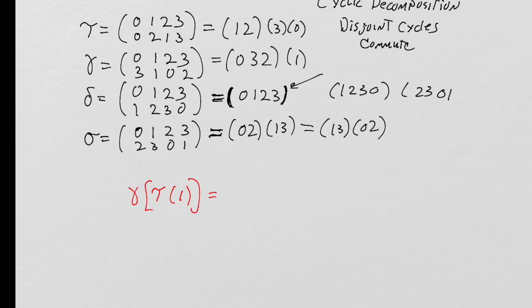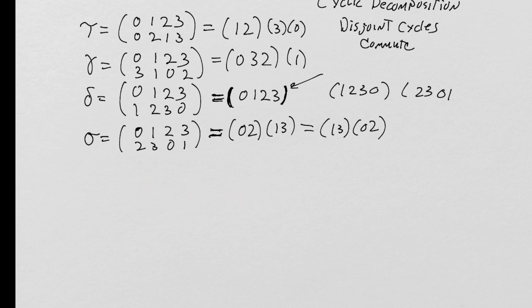We are expecting to get gamma of tau of 1. Well, tau of 1, if we look up here, tau of 1 is simply 2, right? So we're asking for gamma of 2, and gamma of 2 is 0. So gamma of 2 is 0. So we should be able to combine permutations to get this all in one fell swoop.